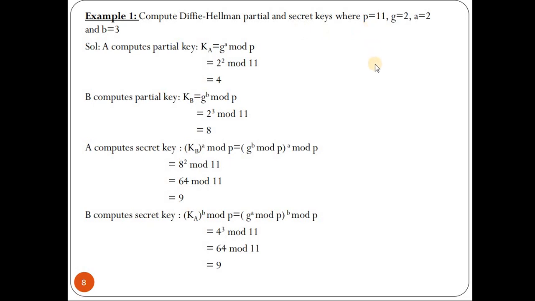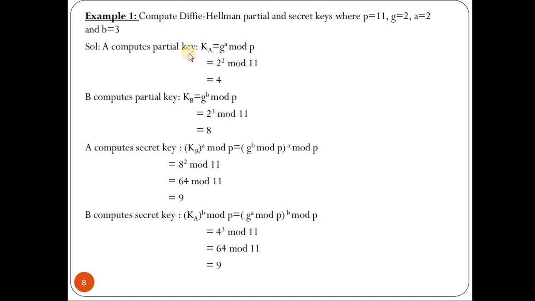So the condition holds, and A indicates the private key of user A and B indicates the private key of user B. Now let us consider initially the partial key, because in order to compute the secret key, first we require the partial key. So initially we will compute the partial key of A.